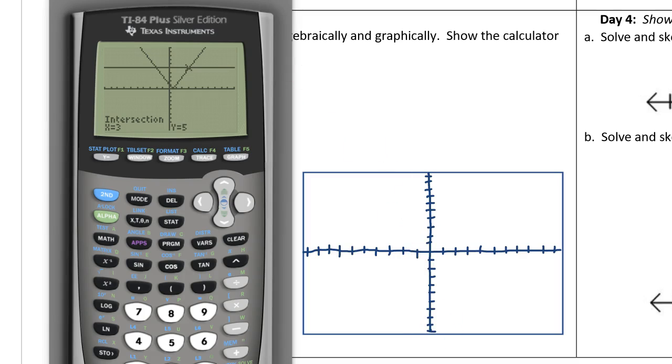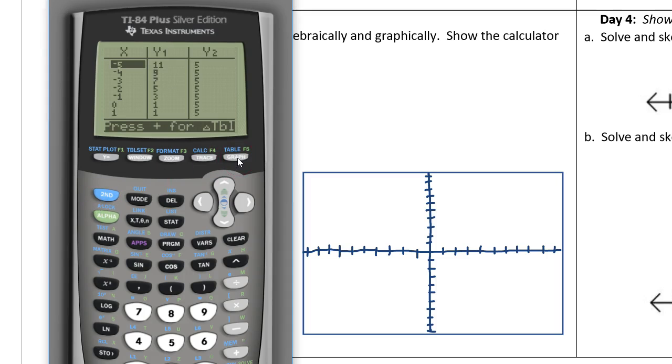And now the V-shaped curve. We want to put it on there accurately. So if you're not quite sure exactly where it touches, you can always look at the table. Second, table. And then with these values, we can get some dots. For instance, I see that negative 1, 3 is a dot on the curve.